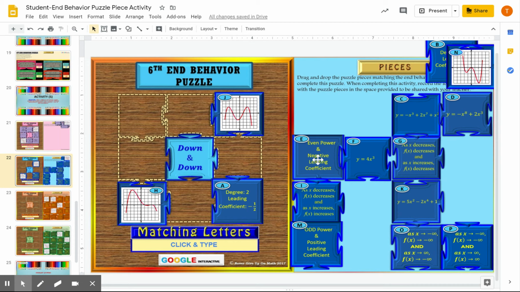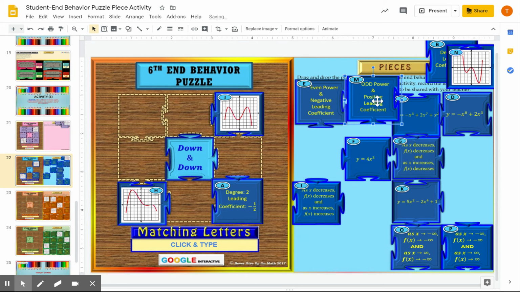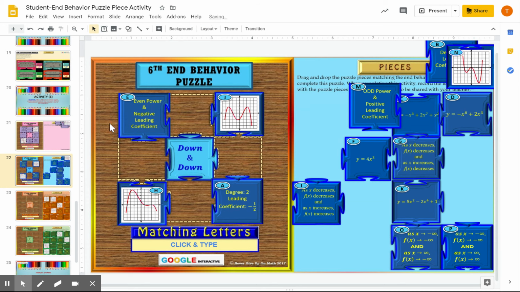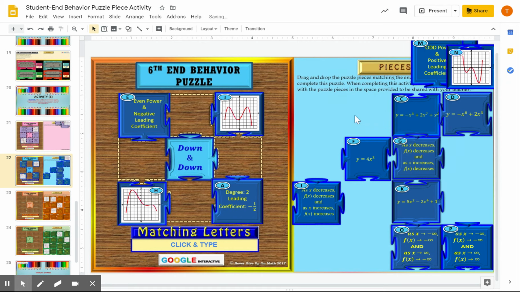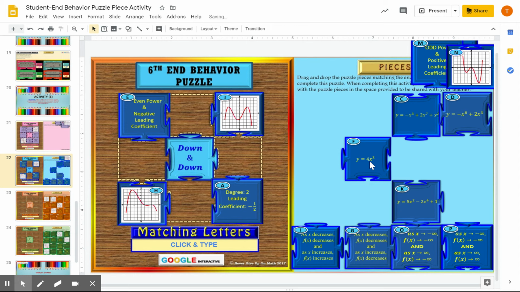All right, next I'm going to read this one and this one, kind of pairing them with the ones that go together. This one says even power and negative leading coefficient. That is the actual definition of down, down. Like it has an even power and it has a negative coefficient. That means it goes down, down. As soon as it says odd power, we're like, nope, odds don't go the same direction, so it would not be down, down. These ones I'm going to move to the bottom because I want to deal with those last.